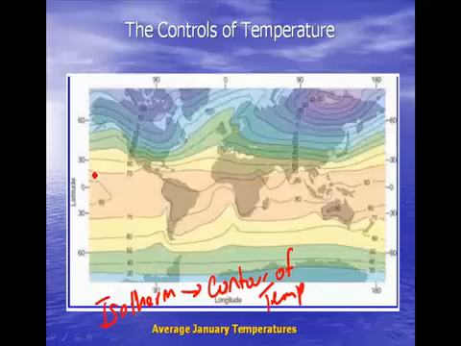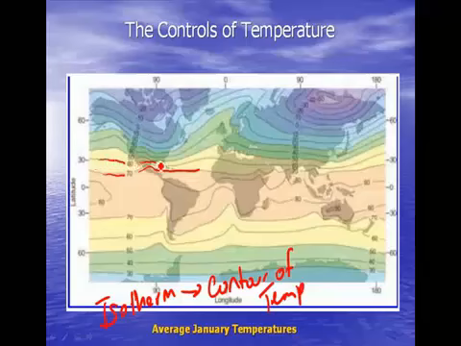Everywhere on this 70-degree line indicates that temperature is 70 degrees. And you'll notice that as we go poleward, now this is average January temperatures, temperatures begin to change, and they change rather rapidly.